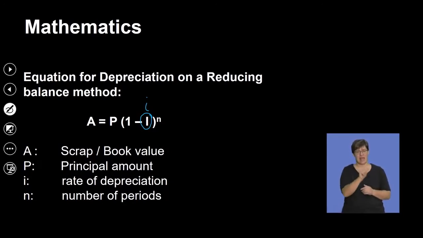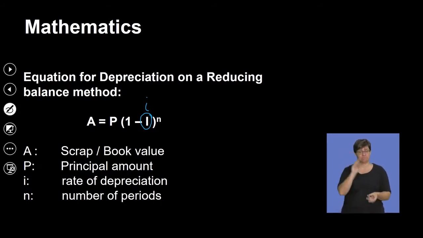And then our A is the scrap value or the book value, or what it is worth after a certain period of time. And then the principal amount will then be the rate of depreciation, which is our i. And then lastly, it will be the number of periods. So how long has this particular asset been with you that you are trying to sell?